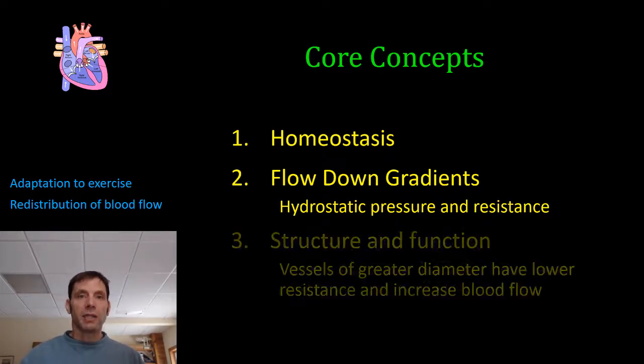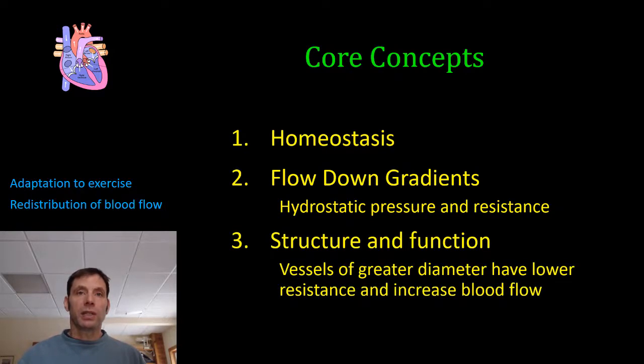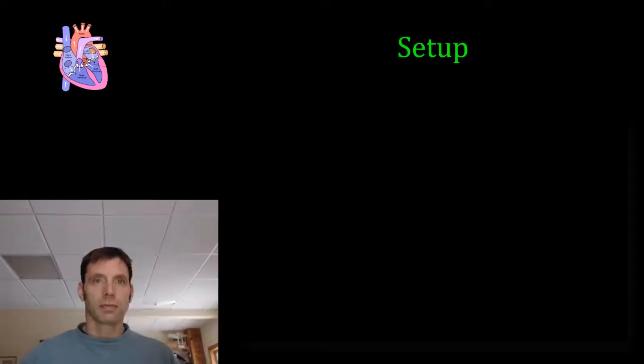The third core concept, the relationship between structure and function, is going to apply to vessels and the heart, but I already mentioned one component about regulating resistance of blood vessels. How does that happen? We regulate the diameter. So a smaller diameter blood vessel has greater resistance and is going to reduce blood flow, whereas as vessels dilate and become bigger, resistance decreases and flow increases.